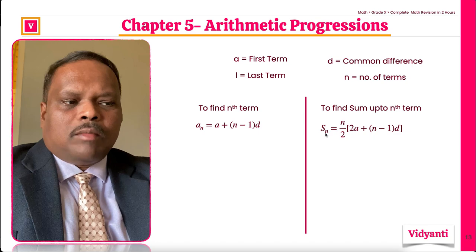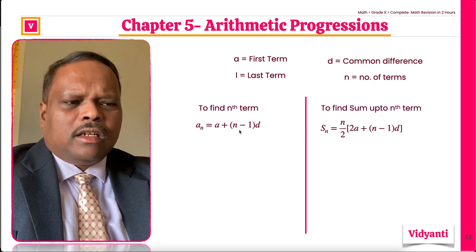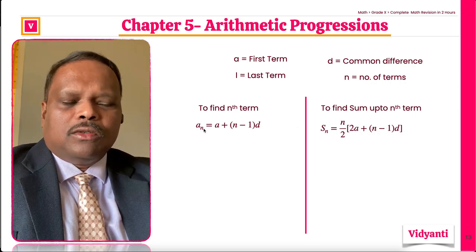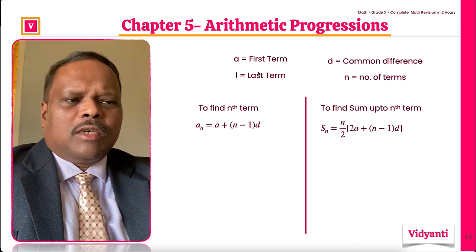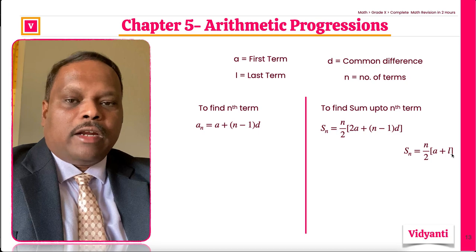Sum up to nth term will be given by n by 2, where n is the number of terms, times twice the first term plus (n minus 1)d. But we know that a plus (n minus 1)d is the nth term, which is nothing but the last term. So it can also be written as n by 2 times the first term and last term added together.